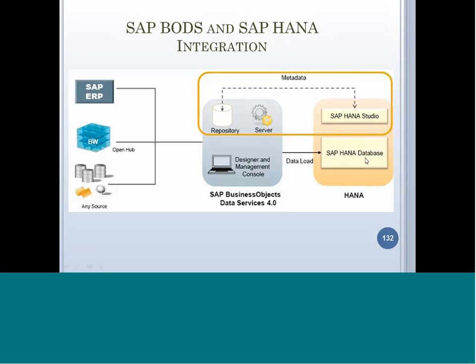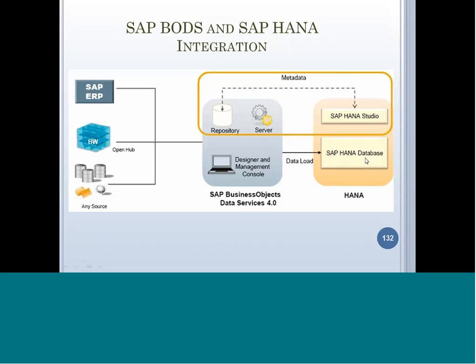We have something called an SAP ECC system. We have an SAP BW system, with open hub tables. We have the source systems. And we also have SAP BODS 4.1. Of course, the diagram says 4.1 or 4.0, but don't go by the diagram, it is actually 4.2. Now we have something called a repository.